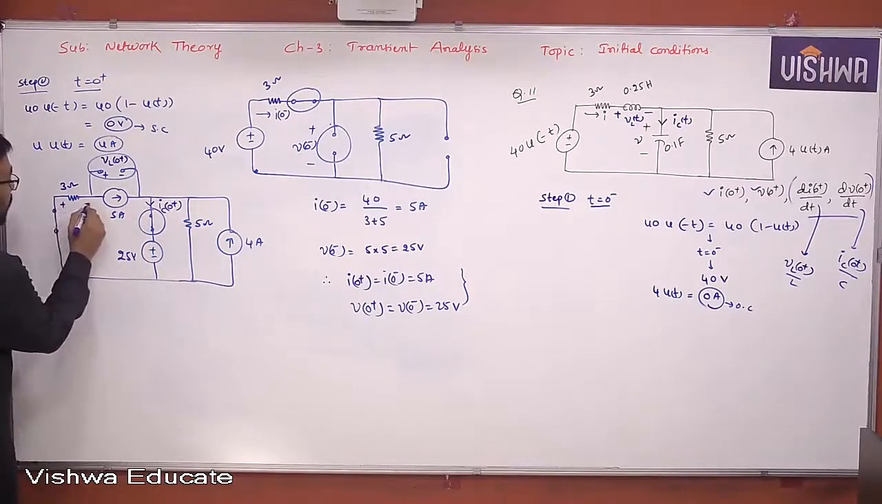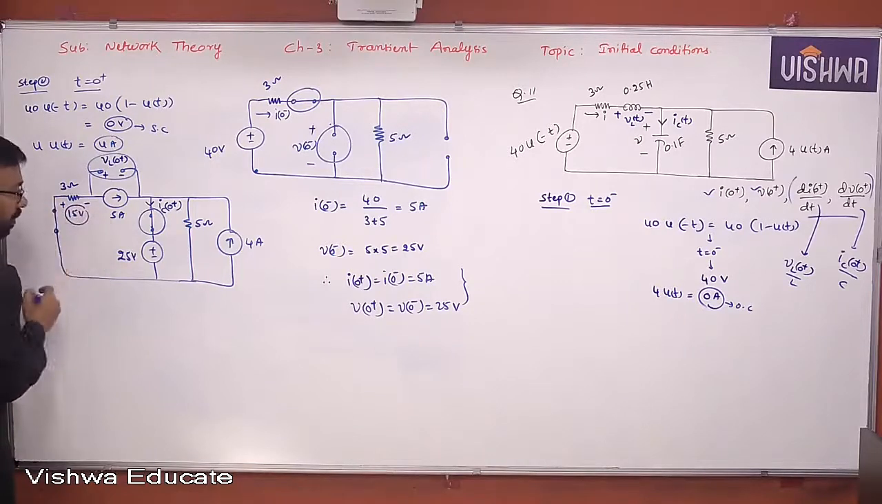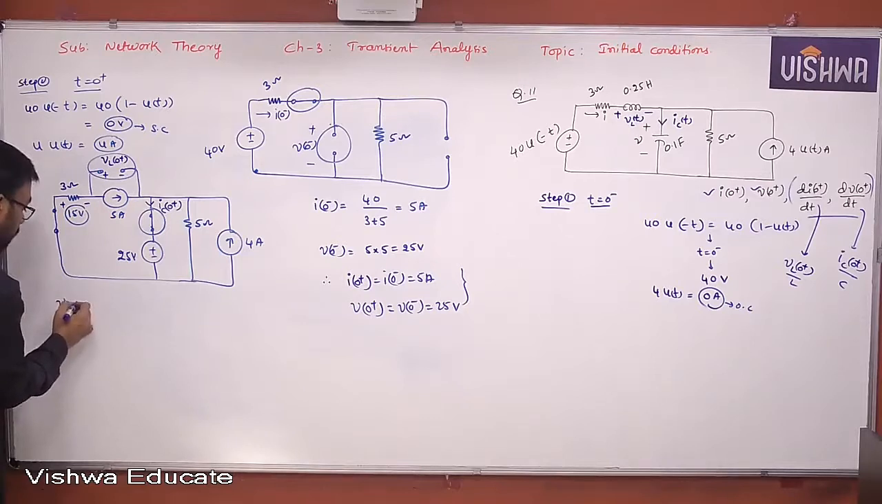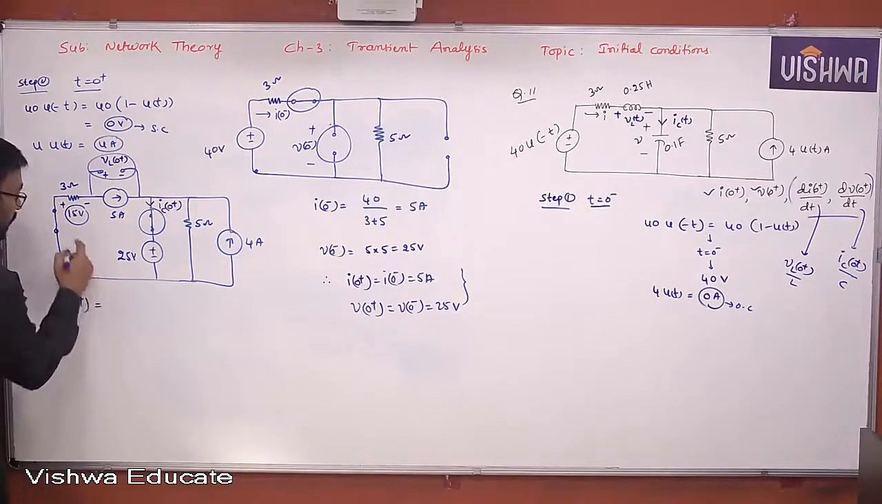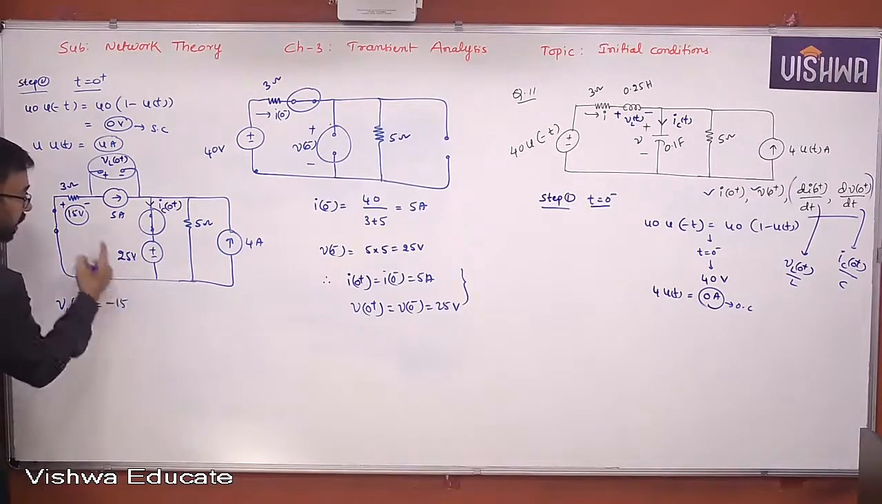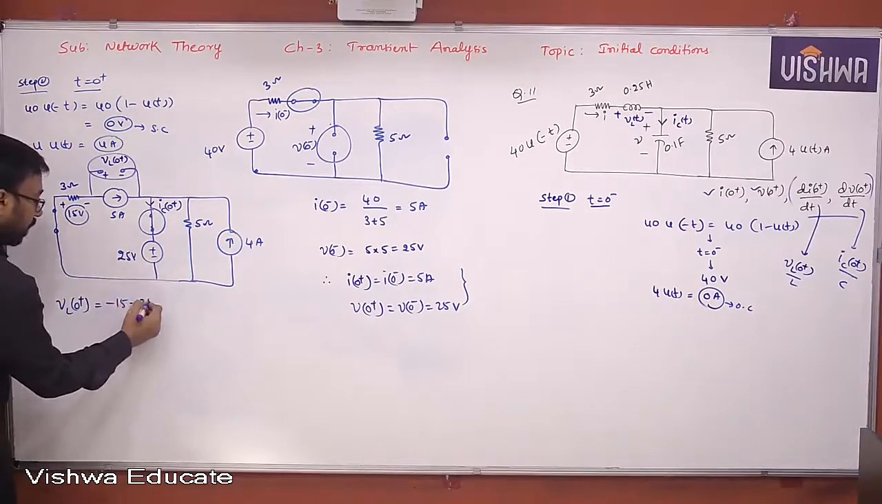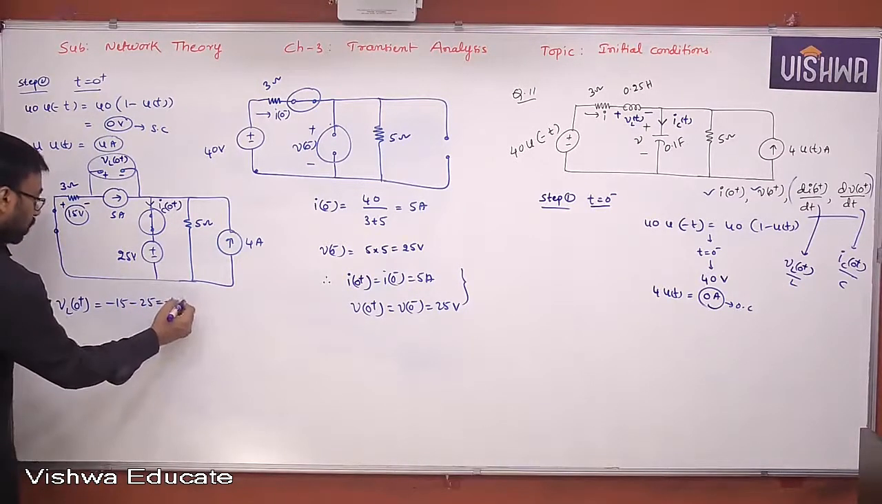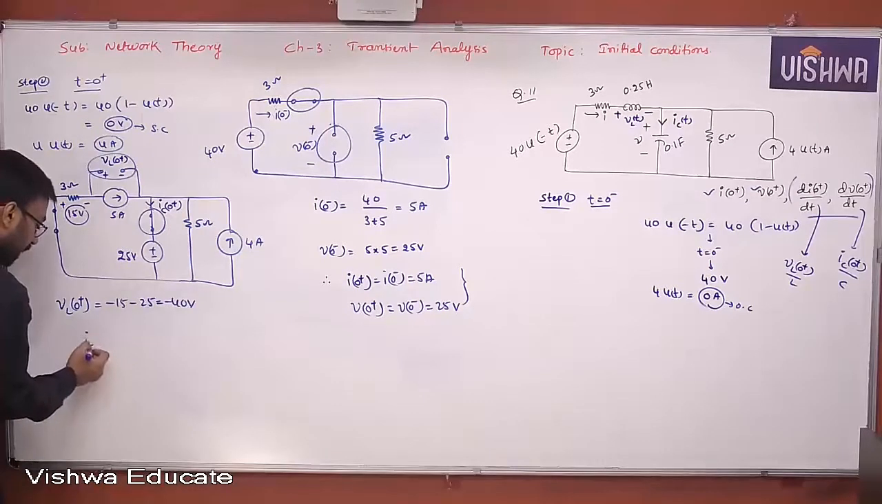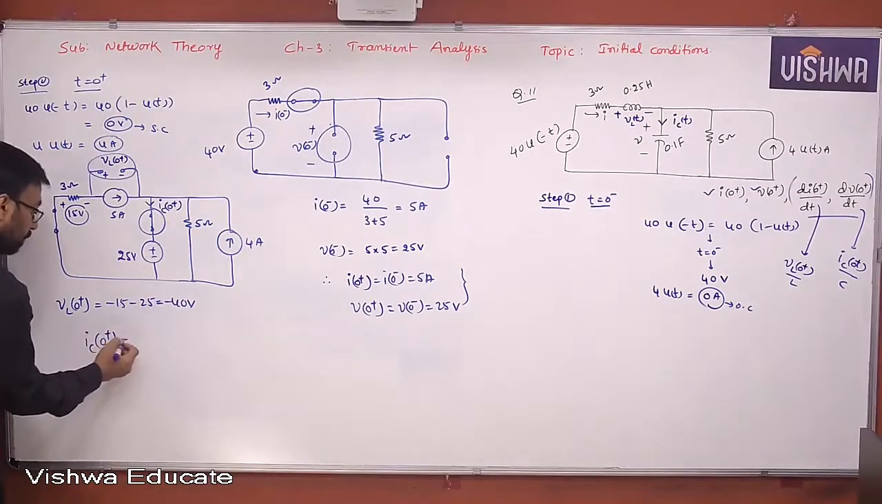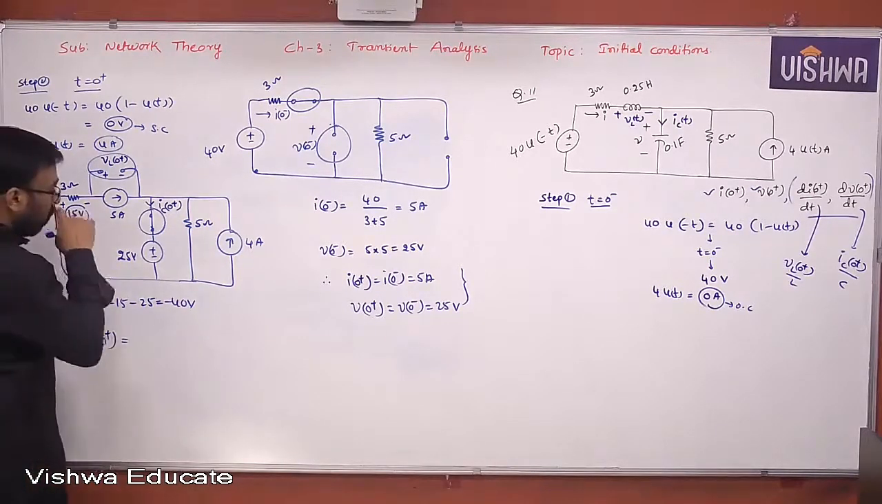This is 3 into 5, 15 volts. Touching the negative sign first, VL of 0 plus is minus 15, then minus 25, so minus 40 volts. IC of 0 plus will be, look at this, the current flowing through this path.